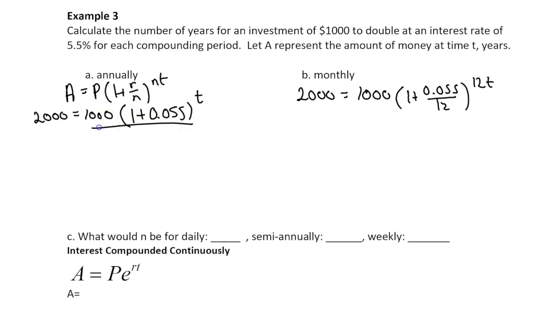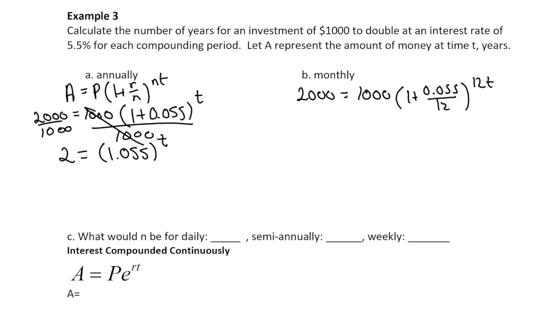We divide both sides on this first example by 1,000, and all that does is reduce everything to 2. Then if you have 2 equals 1.055 to the power of t, we have to think about what we want to do here. If we keep it like that, that's a pretty clean exponential form. You have two choices: you could log both sides, kick the t in front, and algebraically solve for t.